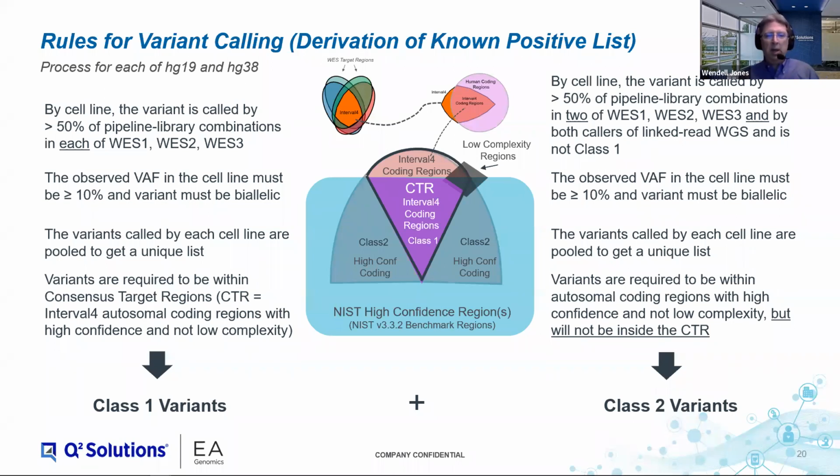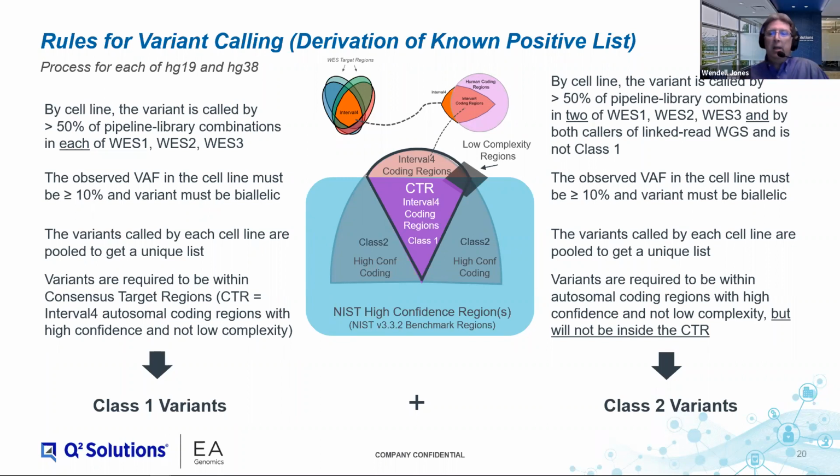But then it had to have some other characteristics too. So for example, it had to be at a very low frequency in the cell line that was greater than 10%, and the variant had to be biallelic. And then in addition, for example, for a class 1 variant, it had to be in the consensus target region that I just defined. However, we noticed that there were some maybe important regions that were not in the consensus target region, yet were still in the high confidence exome.